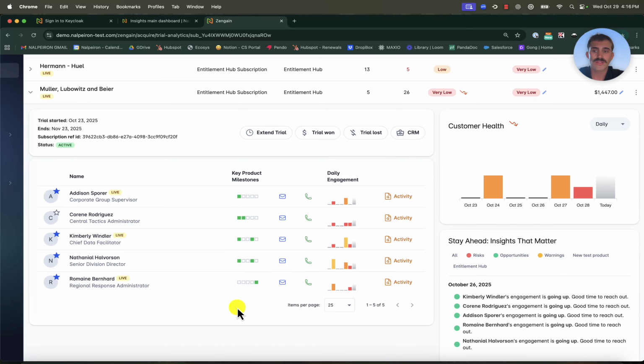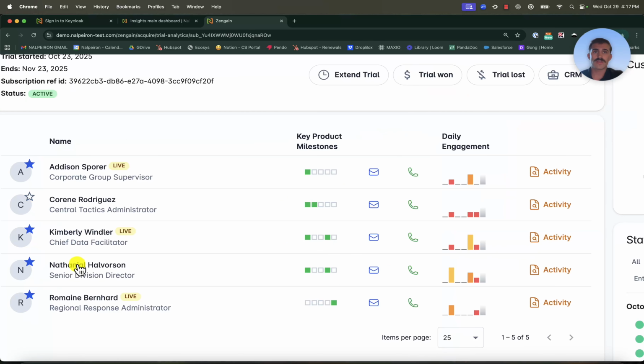Pay attention to these contacts marked with stars. This means they're key contacts and want to be your first priority for outreach. Look at each key contact's key product milestones and daily engagement. If you see low milestone counts and little recent activity, these are the users that you need to reach out to right away.